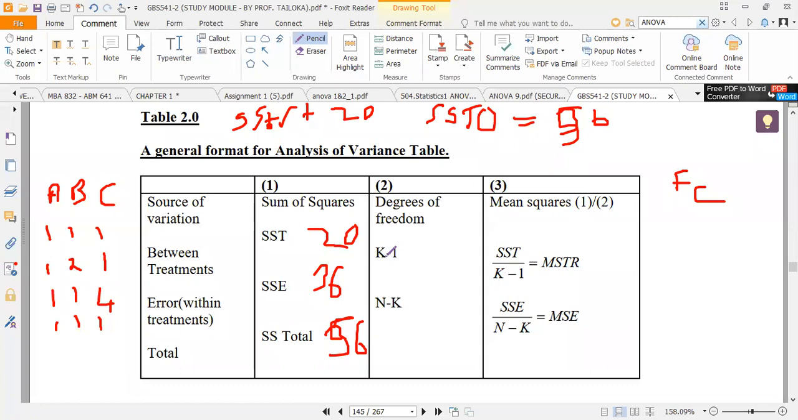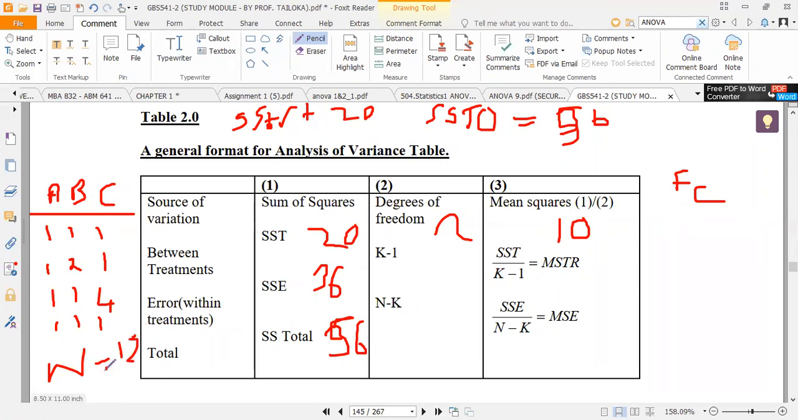Then here it's k minus 1. K here is the number of columns we have. So 3 minus 1, we have a 2. So 2 into 20, we have 10. This is called the mean square treatment. And here n minus k is what? The degree of freedom for the error. So n here stands for the total number of elements. So our n here is what? 12.